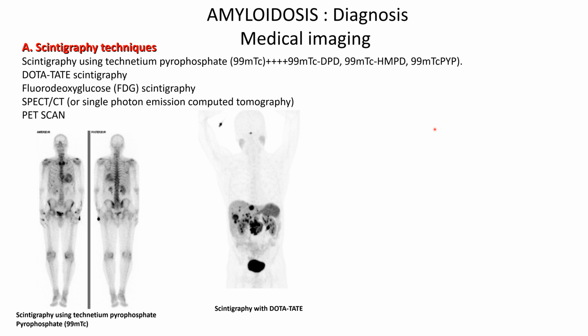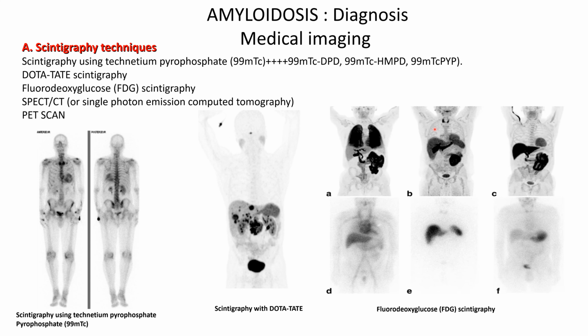FDG scintigraphy is a positron emission tomography, PET, imaging technique that can also be used to assess amyloidosis. FDG, a fluorine-labeled glucose analog, is taken up by metabolically active cells, including those affected by amyloidosis. This method makes it possible to assess the metabolic activity of affected tissues.